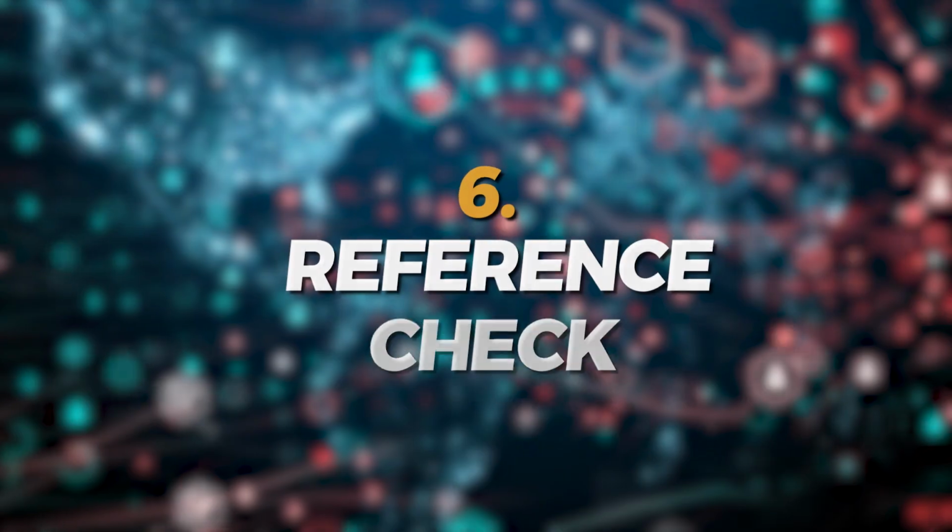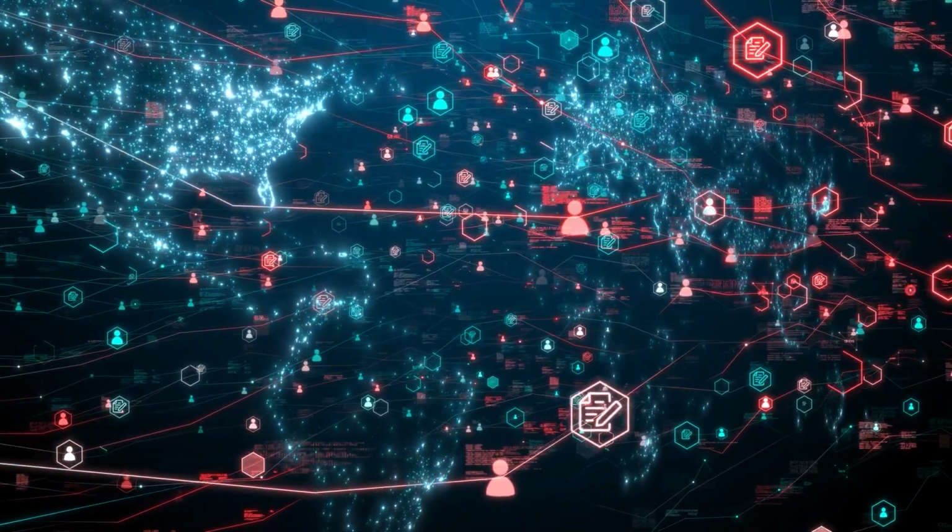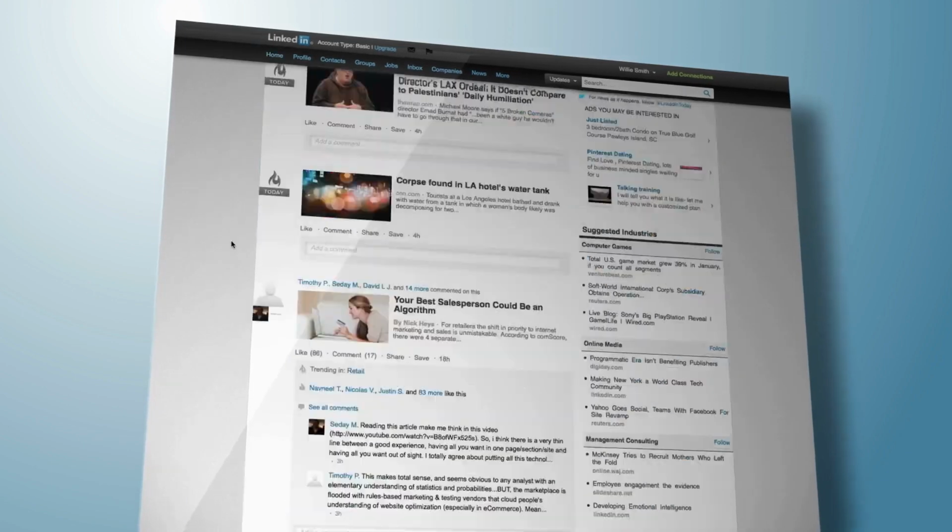Number 6 is a reference check. So do your reference check, do your due diligence. Check online, check out their social profiles. Not that you have to dive into their privacy, but it'll give you an idea of who they are outside of work, right? Do a Google search for them.